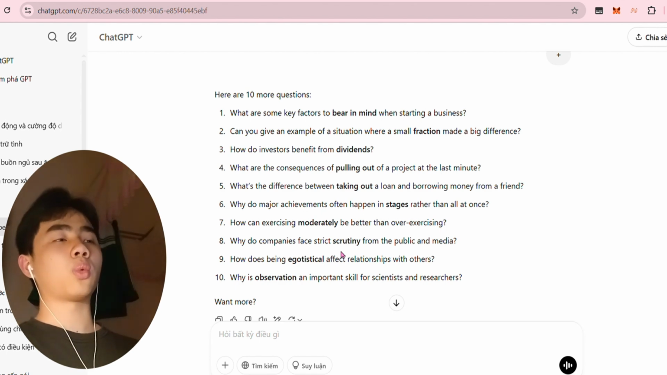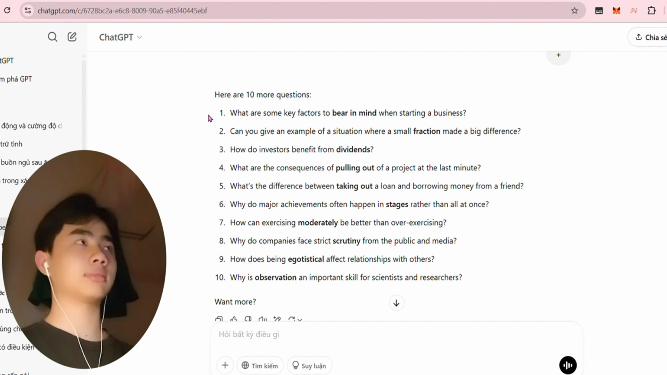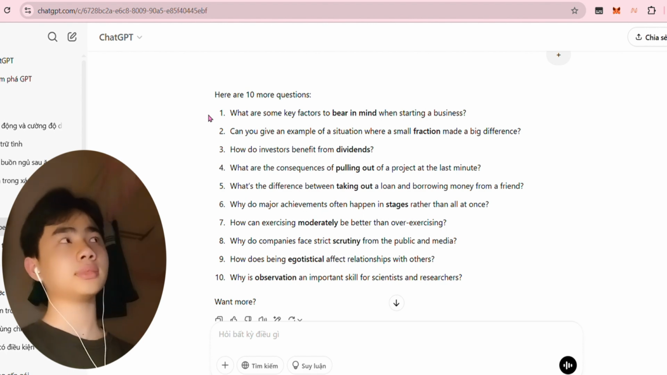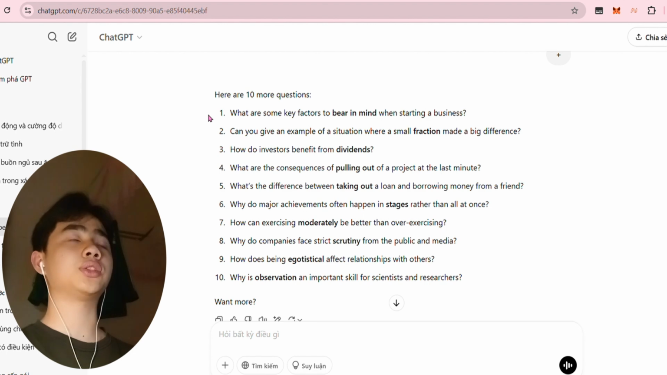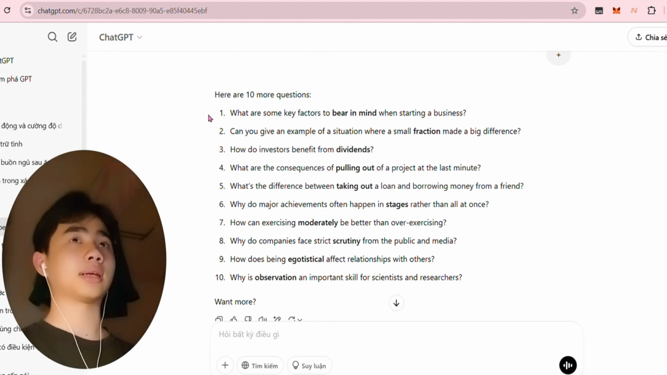So what are the key factors I need to bear in mind when studying a business? I think before I start a business, I need to bear in mind this stuff. Number one is I have to accept the risk. I have to have the ability to suffer a lot of pain, accept a lot of risks, because when I start a business, there is a high percentage that I will fail.